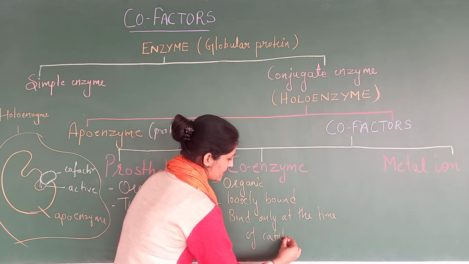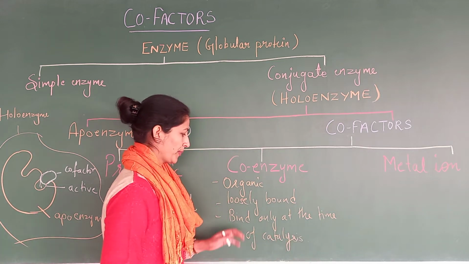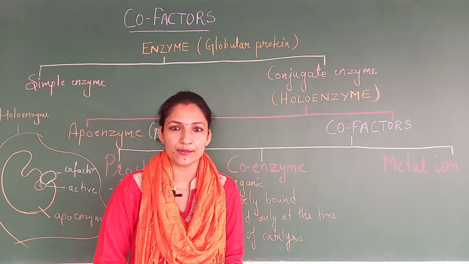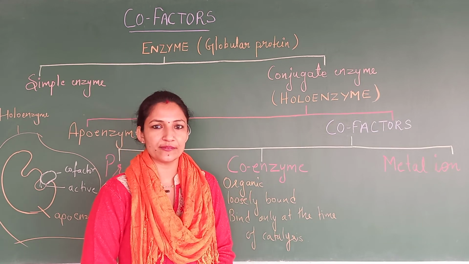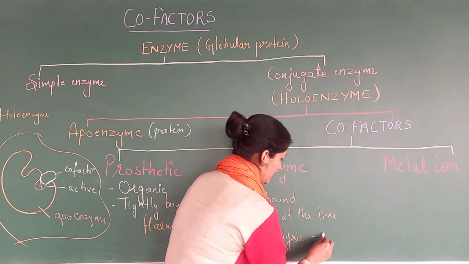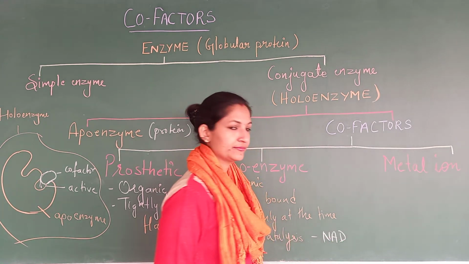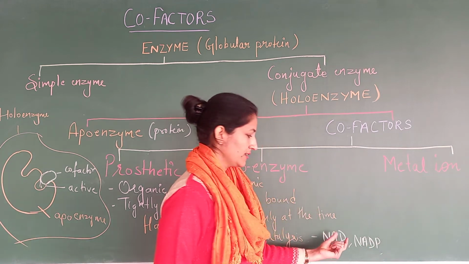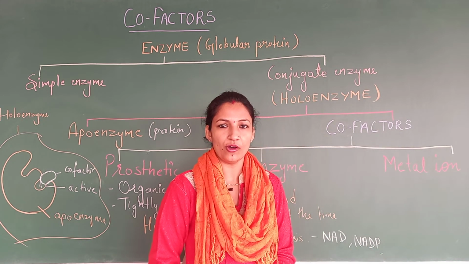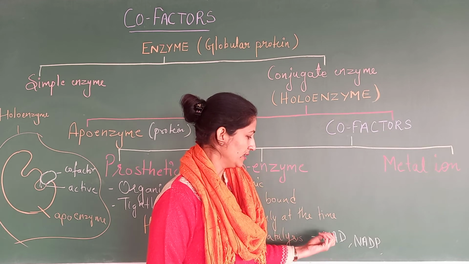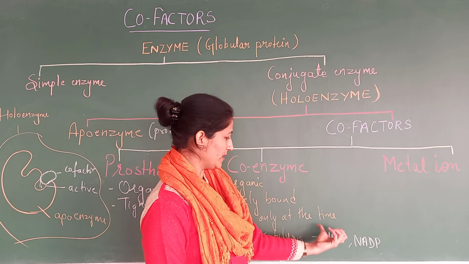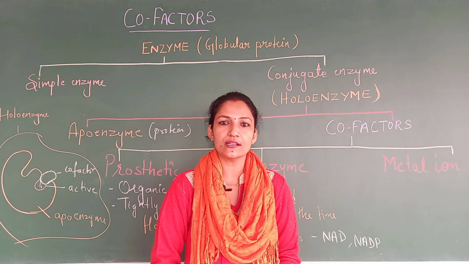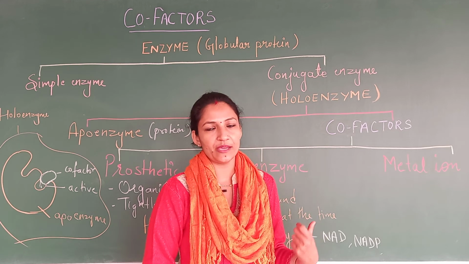We can say they will attach only at the time of catalysis. Fine. Example, mostly the vitamins act as a coenzyme. Example, NAD, NADP, FMN, all. So in this particular coenzyme, the vitamin niacin is there, which is vitamin B3, and acts as a coenzyme for this particular apoenzyme.